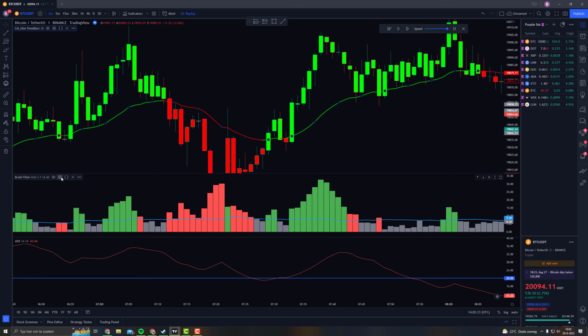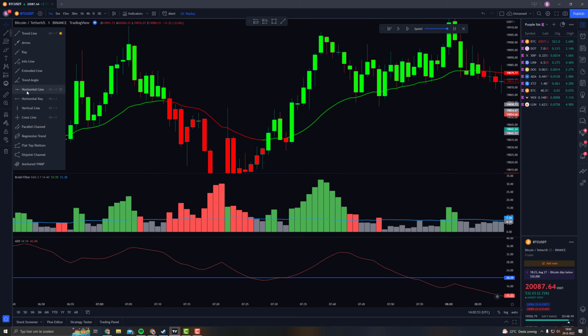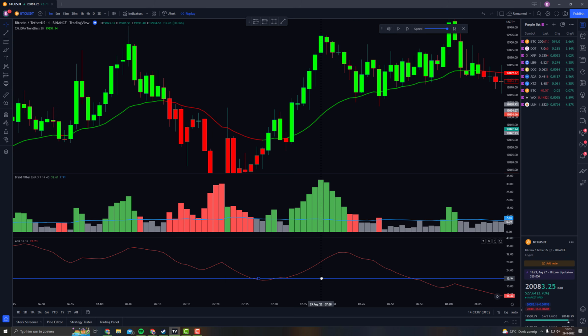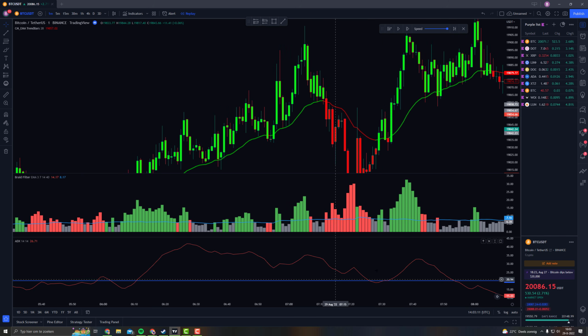On the Braid Filter you don't have to change anything. I only turn off the background. And on the ADX you don't have to set anything. The only thing that I've done is placing a horizontal line right here with Alt-H, or with the horizontal line tool like that. But yeah, just drag it on the 20 and you should be fine like that.